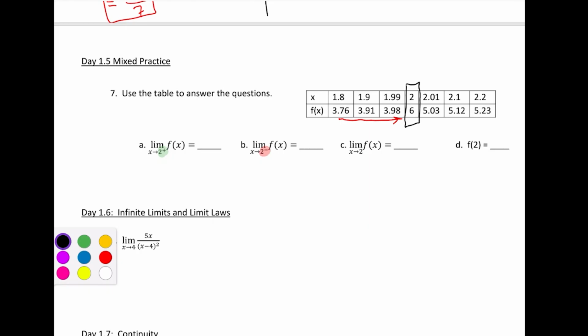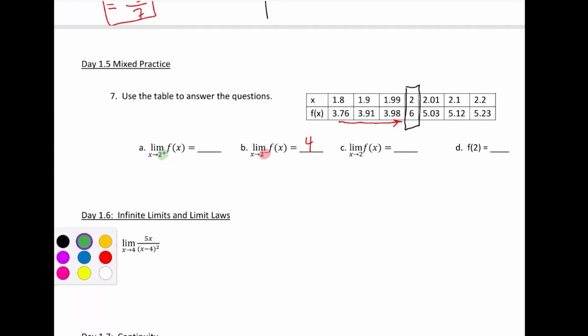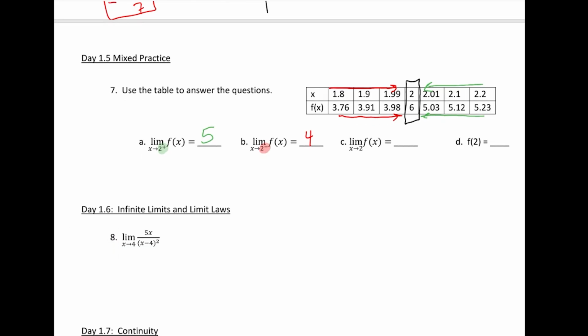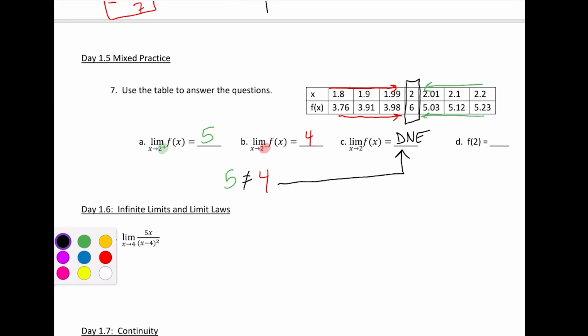And you can see that as we approach from the left, the y values are getting closer and closer to 4. However, if we approach 2 from the right, okay, so we're going this way. So this is from the left in red, and the green is from the right. From the right, our y values are getting closer and closer to 5. Notice how these are not the same, right? 5 does not equal 4. So since 5 does not equal 4, we can say that the limit as x approaches 2 does not exist. Okay, those two numbers have to be the same.